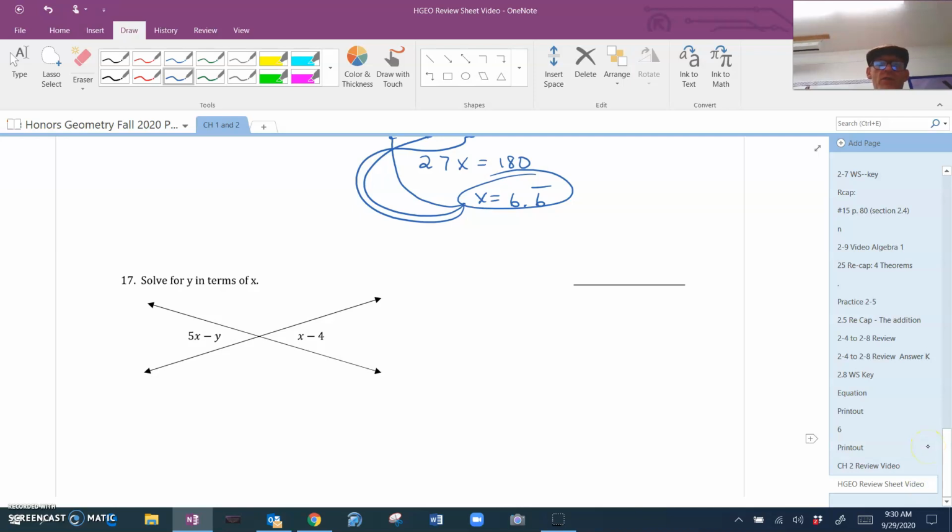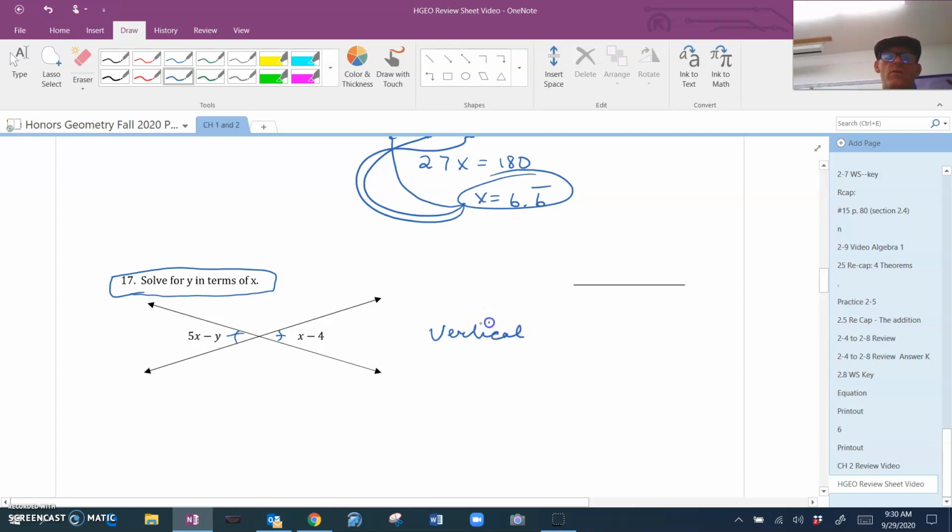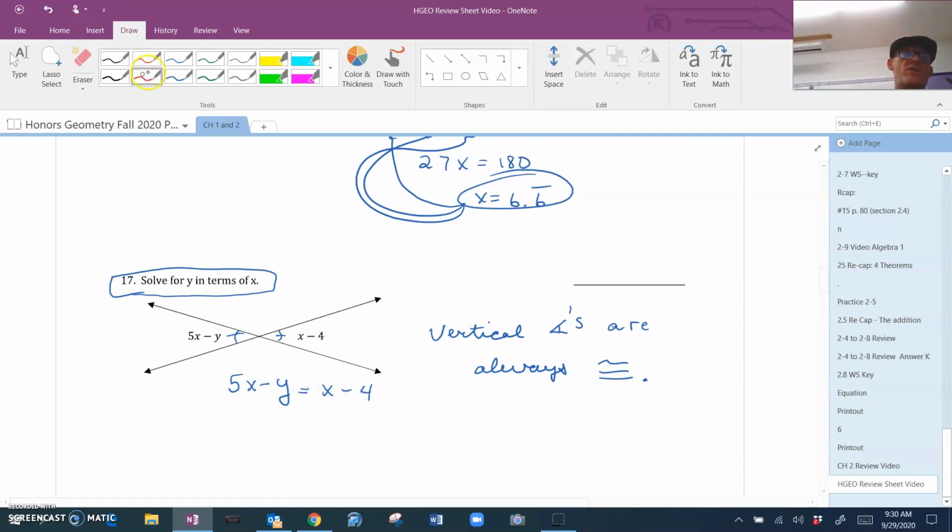All right, and moving on to problem number 17, says solve for y in terms of x. So we know that the facts give us vertical angles here, and vertical angles are always congruent. Now, these two are set up like this. 5x minus y equals x minus 4. There is an invisible 1 right there in front of the y, so be careful.